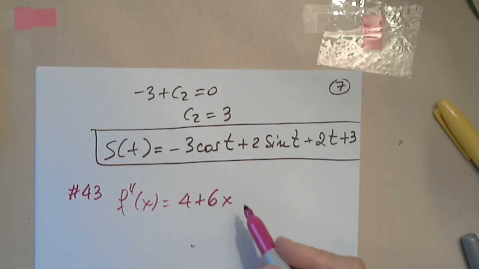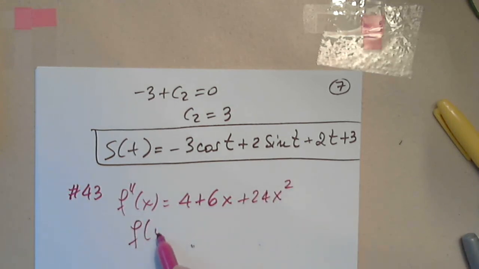4 plus 6x plus 24 x squared. But this time I'm given f of 0 is 3, and f of 1 is 10. And again, I'm asked to find the specific function. Any questions? How do we proceed?